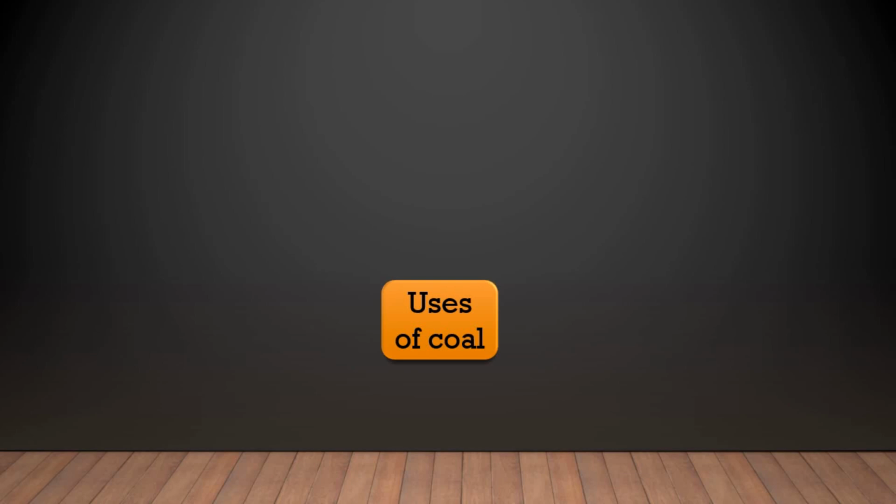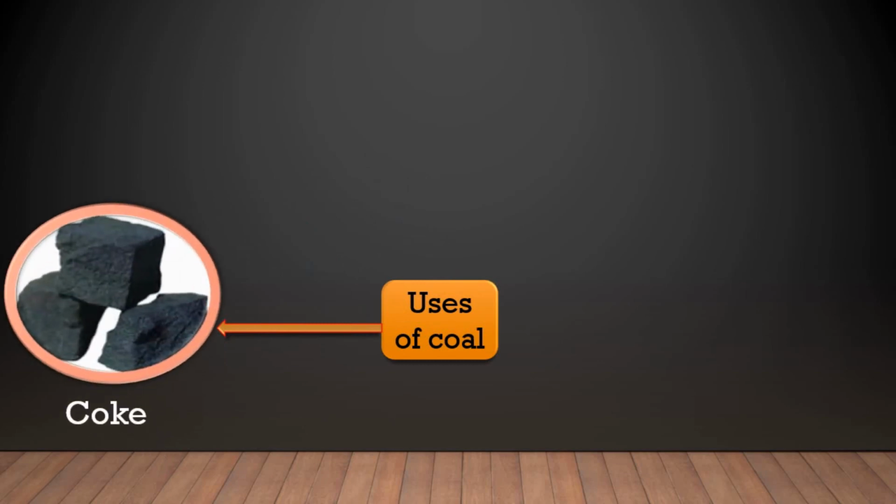Coke is a high carbon content product obtained from coal. The amount of carbon contained in the coke is so high that it is said to be an almost pure form of carbon. The most common use of coke is as a fuel for stoves and furnaces.